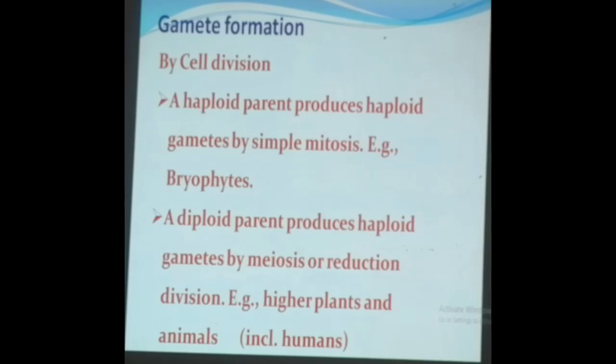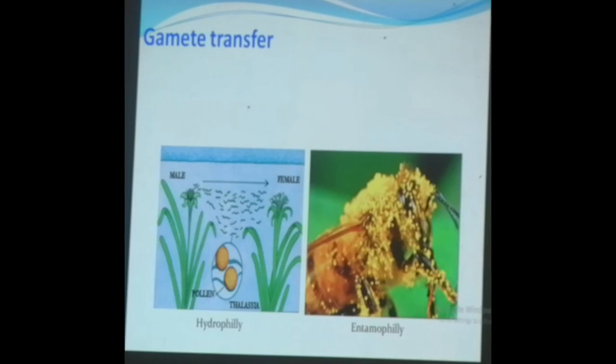In the case of higher plants and animals, we find this diploid parent producing the haploid gamete through meiosis, whereas in the lower organisms, a haploid parent will be producing the haploid gamete with the help of a simple mitotic process. Next is the transfer. After the formation of the gametes, they have to be transferred. The transferring of the gamete will be different in different creatures.